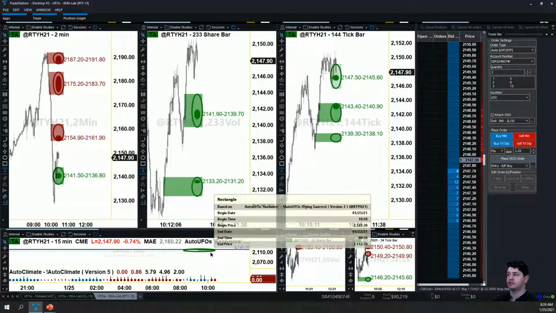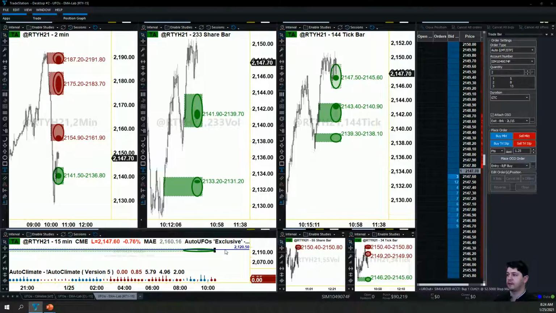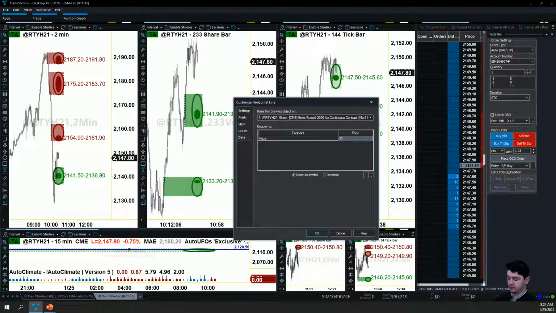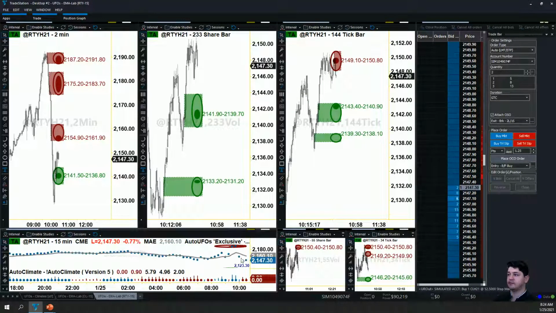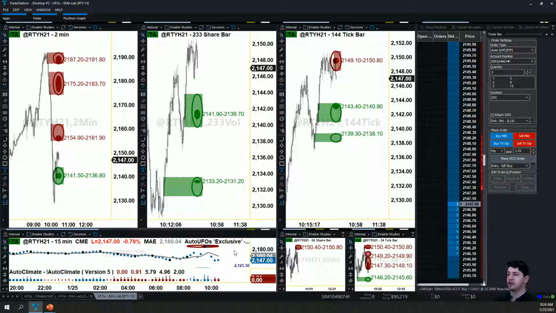over here. So 21, 23, 30. That's our final target. Okay, I'm just going to reset the range. The moving average is at 2160.22.